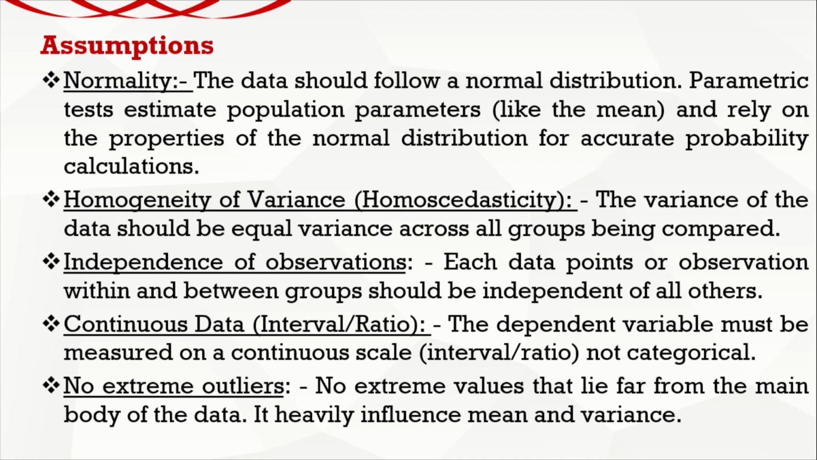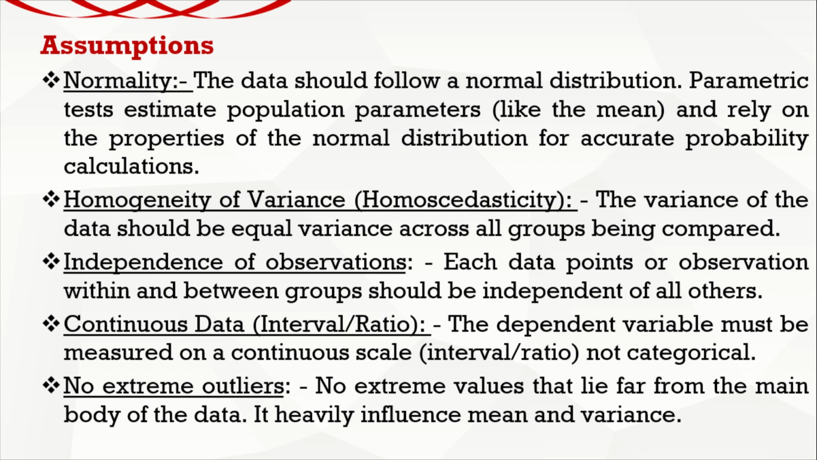Moving to the assumptions, the very important assumption is that normality. The data should follow normal distribution. Parametric test estimate population parameter like mean and rely on properties of normal distribution for accurate probability calculation. The second assumption is that homogeneity of variance or homoscedasticity. The variance of the data should be equal variance across all groups being compared.